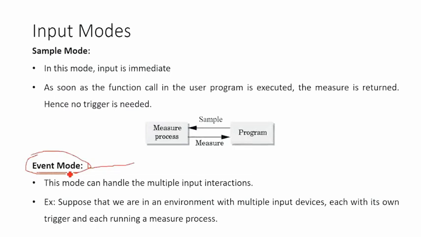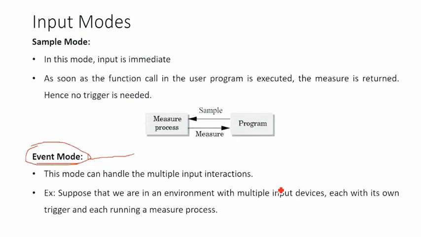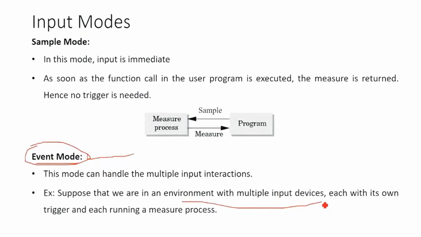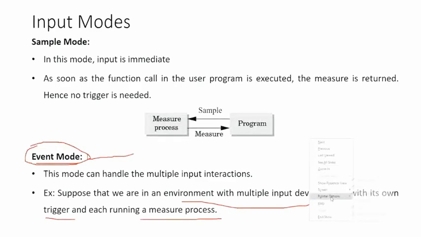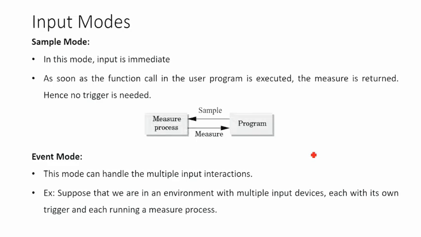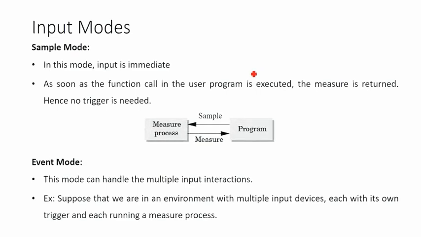So this is mostly used when an environment has multiple input devices, and each device has its own trigger process and its own measure process. So you have keyboard input as well as mouse input in your game. You can control the direction of the camera using the mouse, and you can fire ammunition using the keyboard. In these kinds of setups, both of them are involved in your logical input. Both of them have their own triggers and measures. In this setup, we go for an event-driven mode.